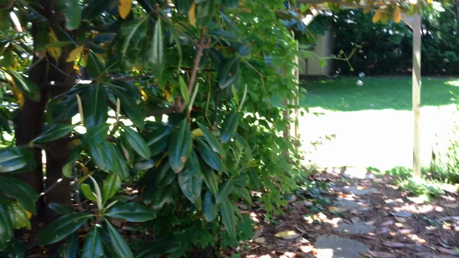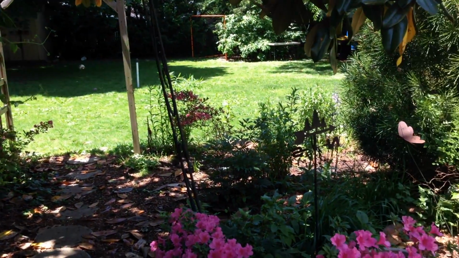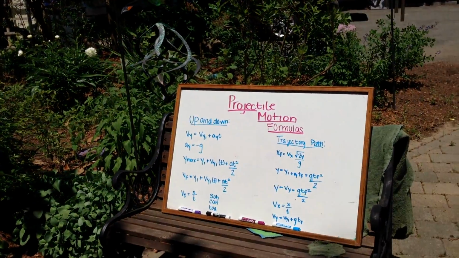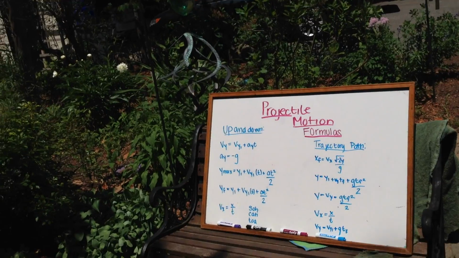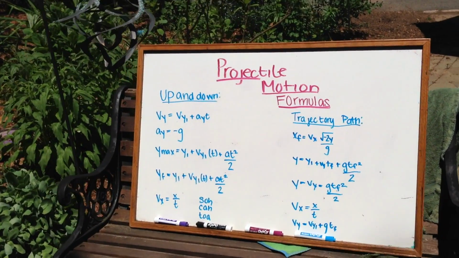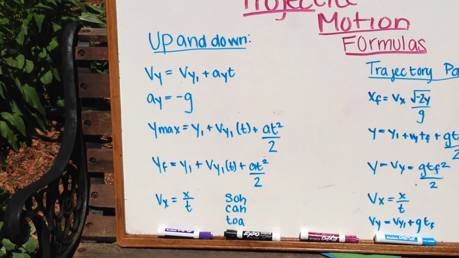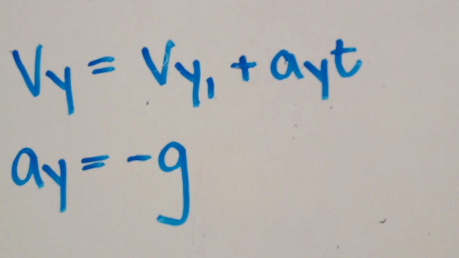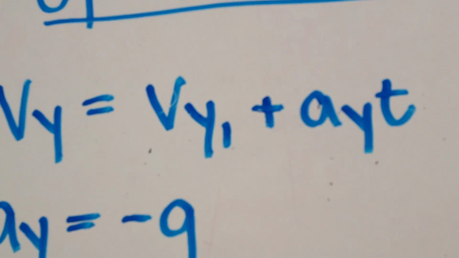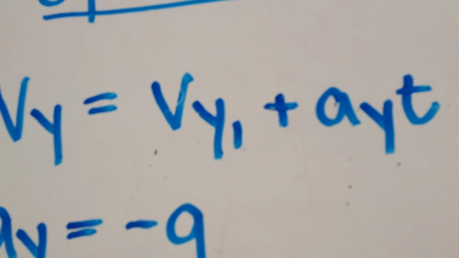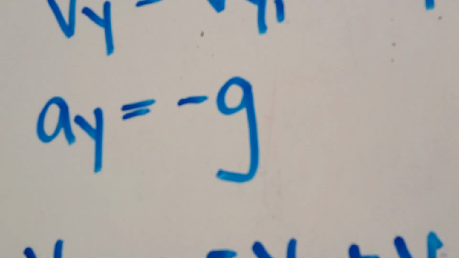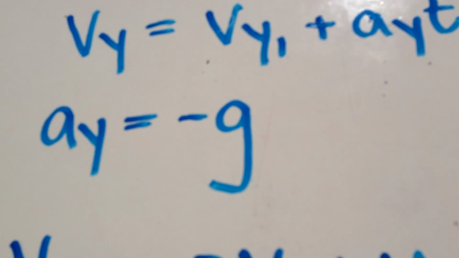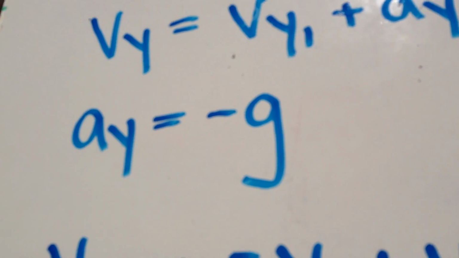Projectile motion formulas. For these types of problems, we use different types of equations. We have up and down equations and trajectory path equations. For up and down, the first formula is the velocity in the y direction, which equals the velocity in the y direction initially plus the acceleration in the y direction multiplied by the time. The second equation is the acceleration in the y direction equaling negative 9.8, or the gravity.